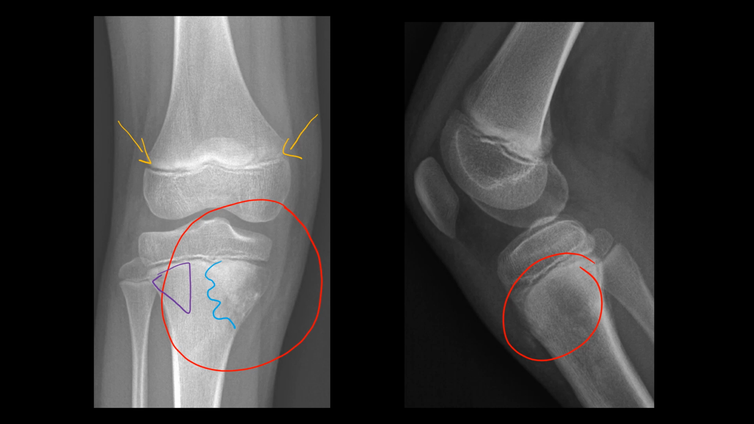Also, of course, it's lucent, and you don't see the cortex in the peripheral aspect of the medial tibial metaphysis. It is almost imperceptible. So that is almost like cortical breakthrough, which is another sign of an aggressive lesion. On the lateral view, we see some subtle calcification anterior to the tibia, and that's some matrix. So this lesion is creating matrix.